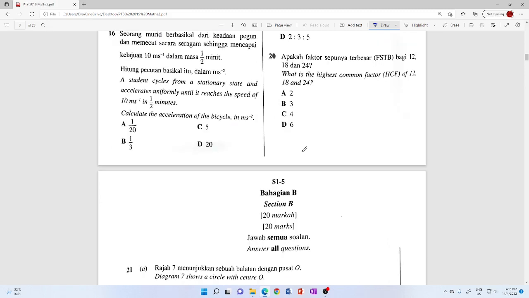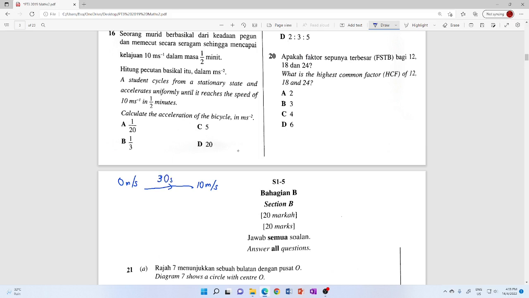For question 16, a student cycles from stationary state. Stationary state meaning that 0 meter per second. Accelerates uniformly until it reaches the speed of 10 meter per second in half minute. Half minute is 30 seconds.